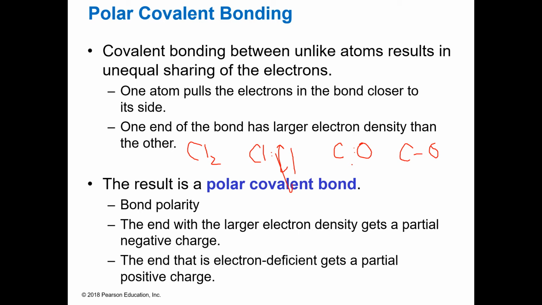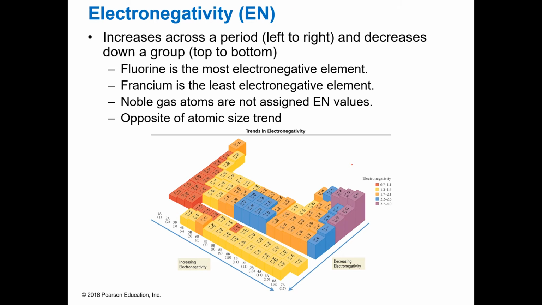Now, why? That is based on what we call electronegativity. There's a trend on your periodic table. You've seen this already, but we'll go through it again. Electronegativity increases across the period, okay, and up a group.